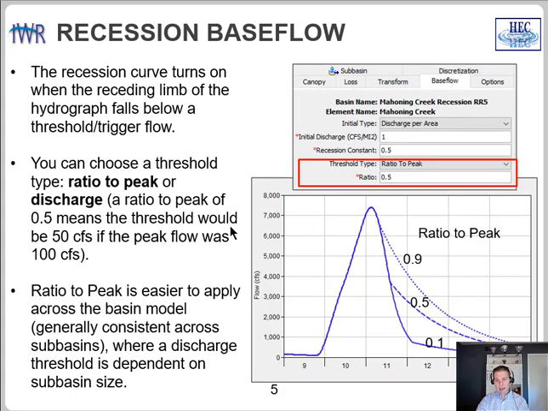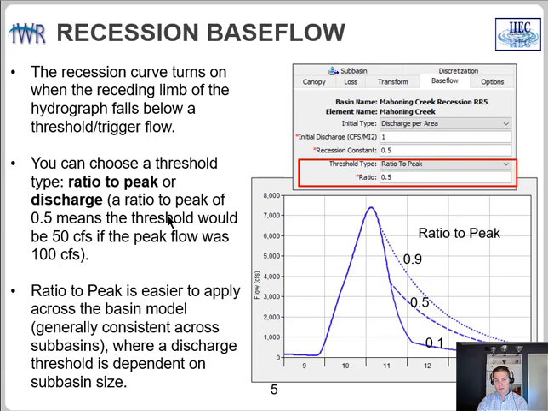On this next slide, I have another example to isolate how a different parameter is going to impact the base flow recession. This slide, we're going to focus on the ratio to peak or the threshold. So this is the threshold where the program is going to turn on that recession limb or that base flow portion of the hydrograph. And in HMS, you're going to have two options. You have a ratio to peak option, or you also have a discharge option where you can specify the discharge or that threshold when the recession curve turns on.